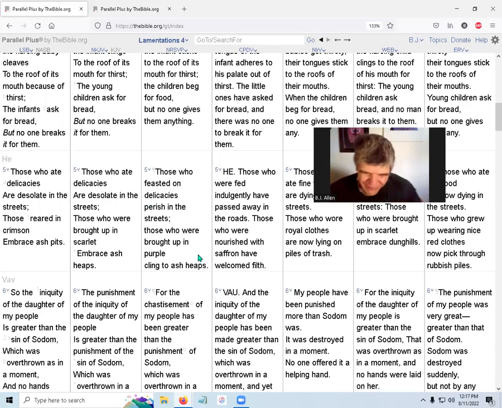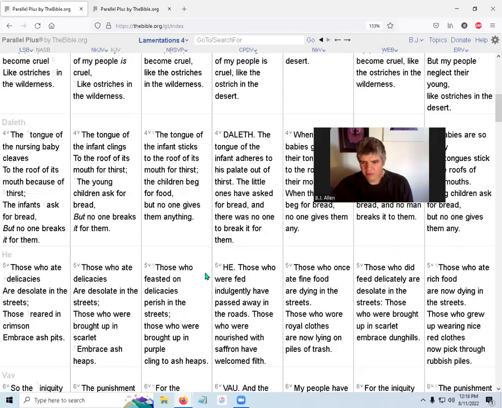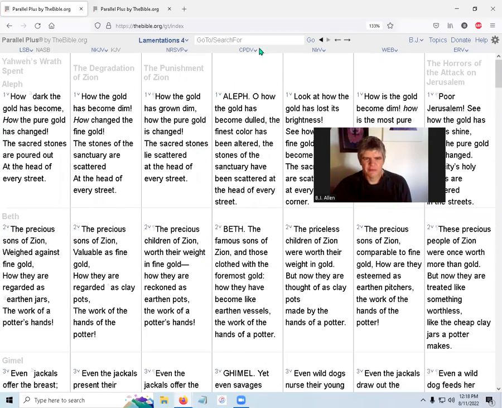I don't know, are they trying to make it rhyme? For the chastisement of my people has been greater than the punishment of Sodom, which was overthrown in a moment, though no hand was laid on her. You can see there's kind of a poetic quality. I mean, this is in the English, of course. In the Greek, would it be that way? I mean the Hebrew. I'm not sure if it'd be that way in the Hebrew.